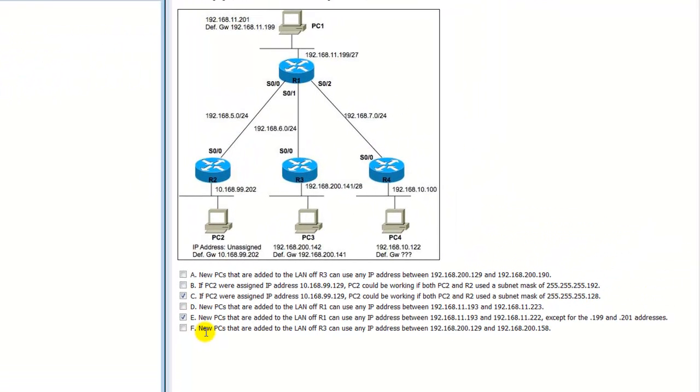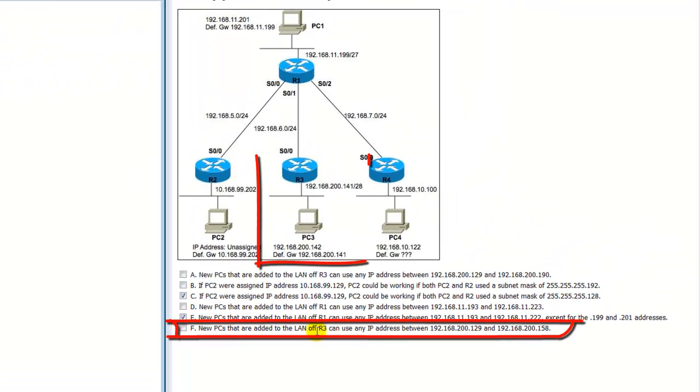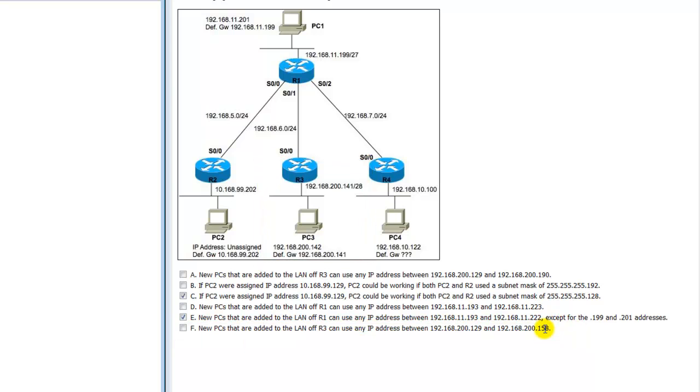Okay, so for F, new PCs that are added to the LAN off router 3 can use any IP address between 129 and 158. Sorry for the reference, I'm just saying the last octet because they're all Class C networks. If it was lower than Class C, this number would be smaller than 24. But they're all bigger than 24, so right away it's all Class C network setup. So it wants to know if people can use 129 through to 158.